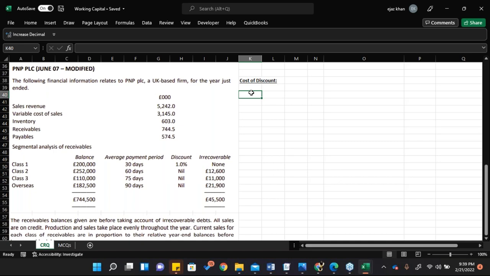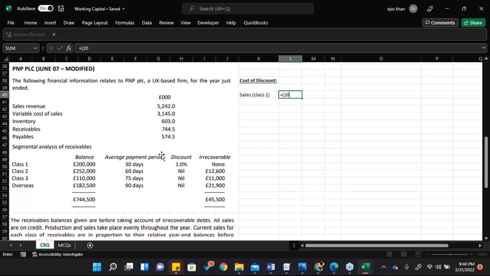So, sales from class one, this is the class that is currently getting the discount. Let us calculate the total sales for the whole year related to class one customers, those who pay us within 30 days. We have to convert this receivable balance into a sales figure. This receivable balance is equal to 30 days of sales, so let us divide 200,000 by 30 to get the daily sales figure from class one receivables.